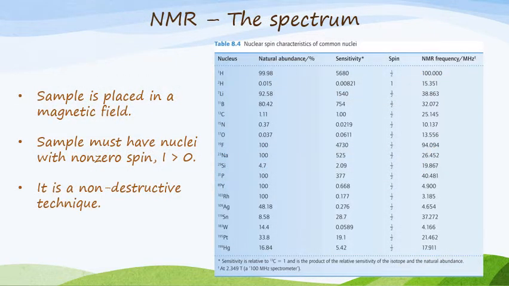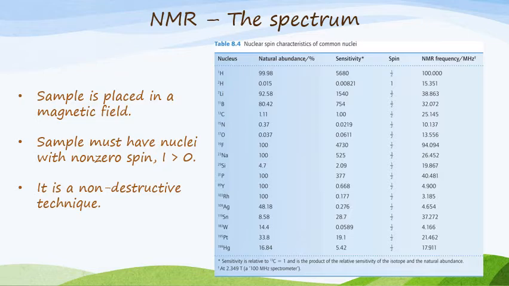The sample is placed in a magnetic field. The sample must have a nucleus that has a non-zero spin value. In other words, I must be greater than 0. And this technique is non-destructive, which means that we can get our sample back.